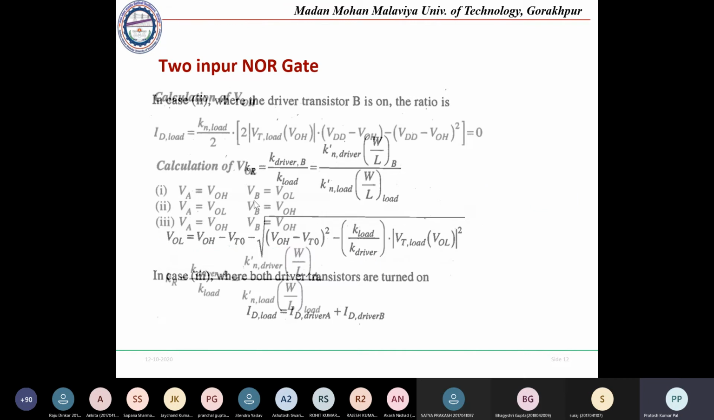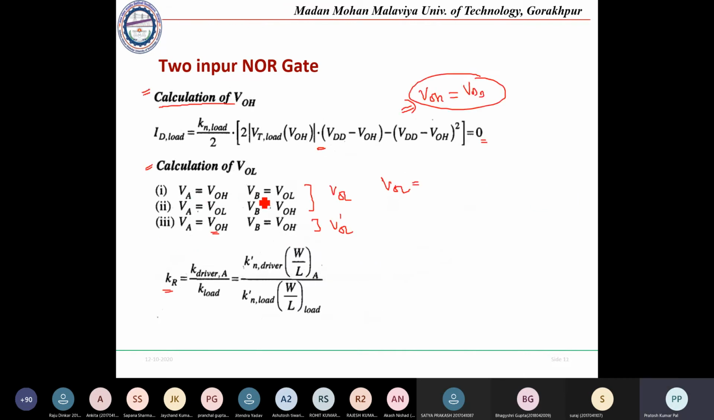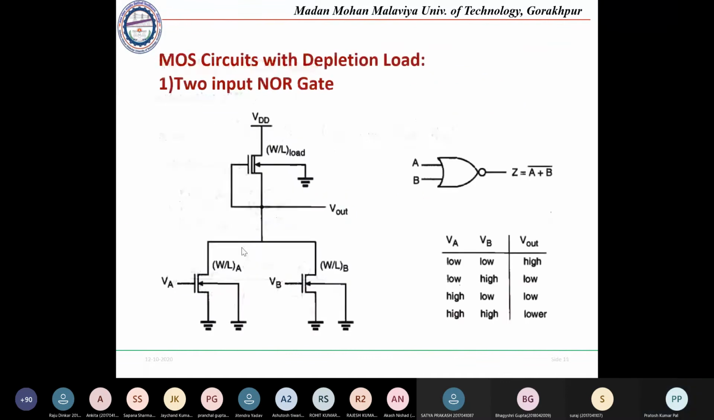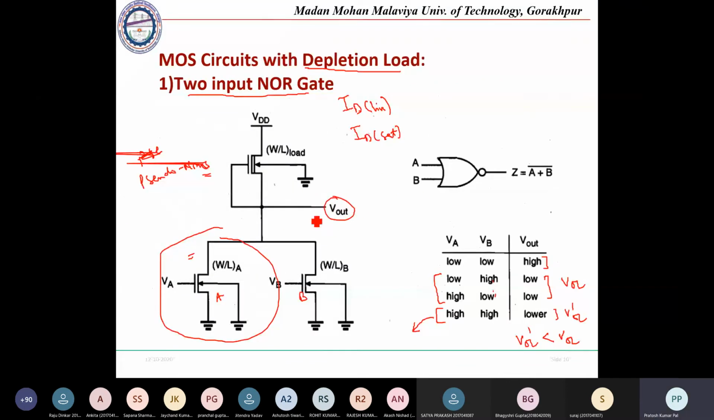In the first part, the Kr value will be the ratio of your load and driver. With respect to that, the output is connected to this output terminal. If this is turned on, this will be your driver one, and this one is the load one.